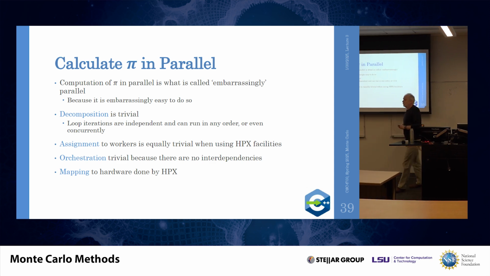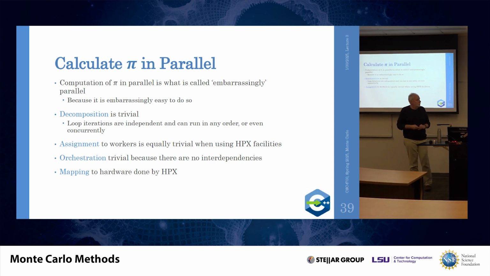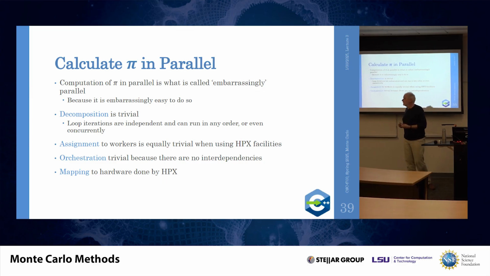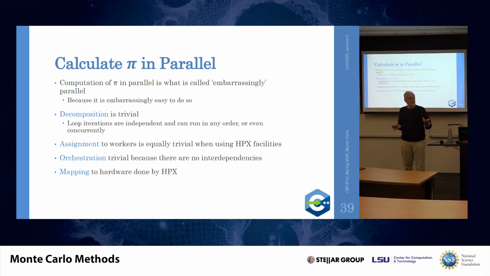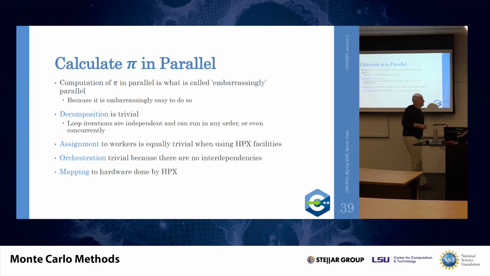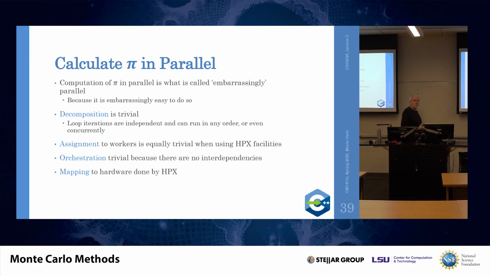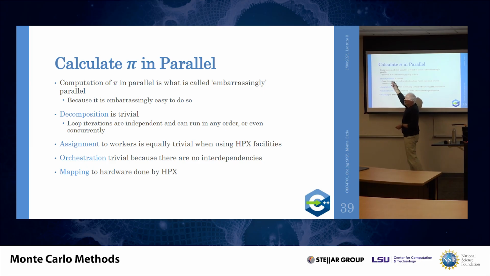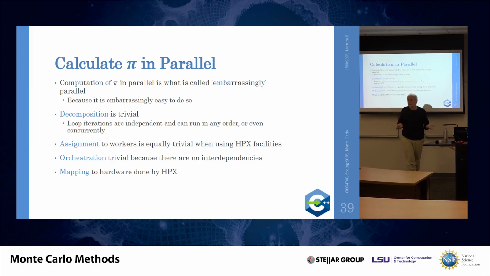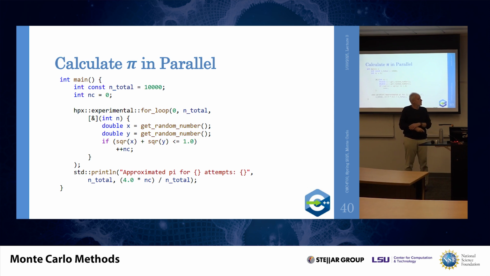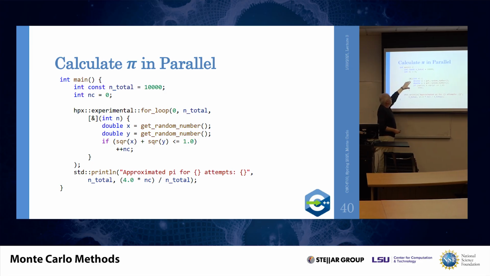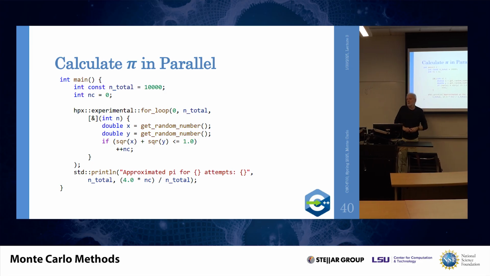The assignment to the workers is equally trivial because we use HPX, and I will show you how that works. The orchestration is not necessary because there is no interdependency between the loop iterations, as we just established. So we don't have to consider that. And the mapping, again, we use HPX. Don't worry about that at this point. So all we have to do is focus on the decomposition, and the decomposition is absolutely trivial. So let's do that in code, and I will show you how that works. OK. I took this sequential code and wrapped the body into what's called a lambda in C++.